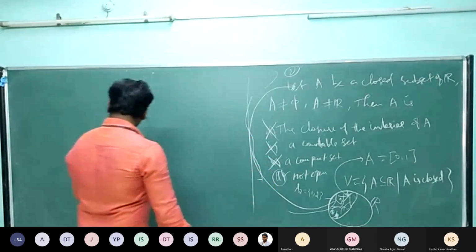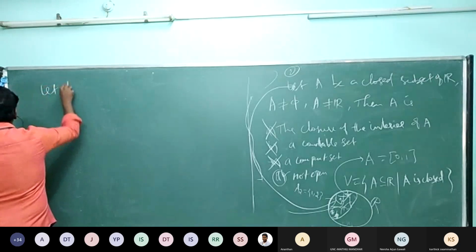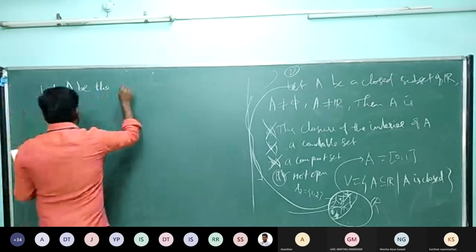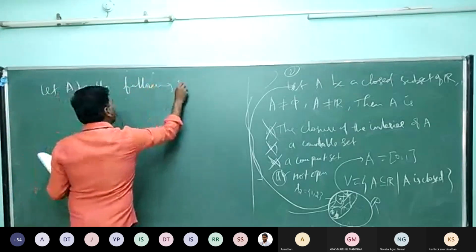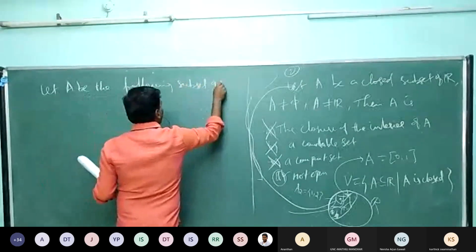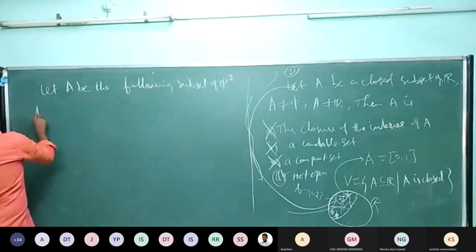Anyway, it's a simple one only. Let A be the following subset of R2.